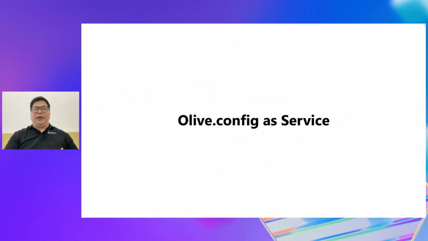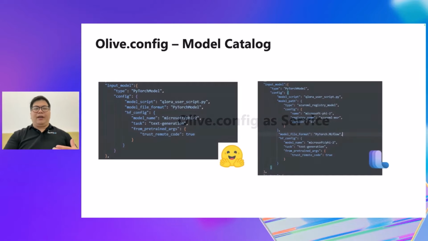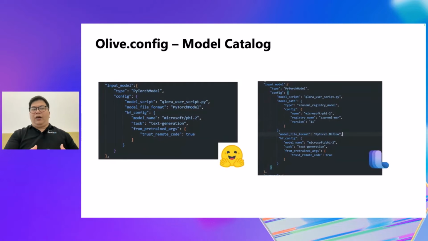Maybe we can talk about Olive config as a service. Why do I talk about this? You can see that for Microsoft Olive, all the tools use the JSON format. You can see the format. If I want to use Hugging Face, you can set the Hugging Face model name and some settings, task text generation. Here I use the Phi-3 models. Another thing is the model script. You can set the Python script here. Another thing is the model format, which is the PyTorch model.